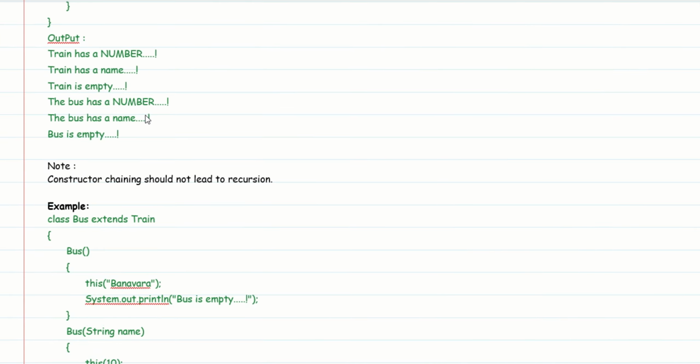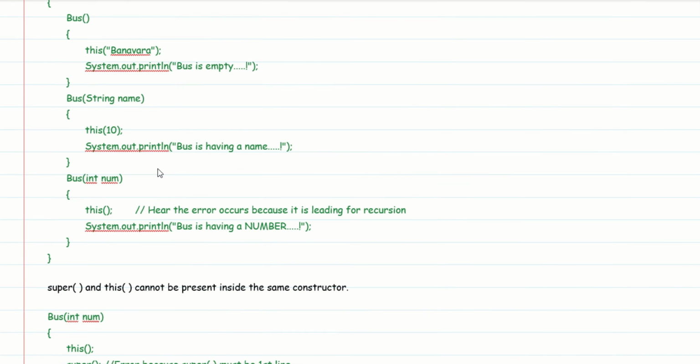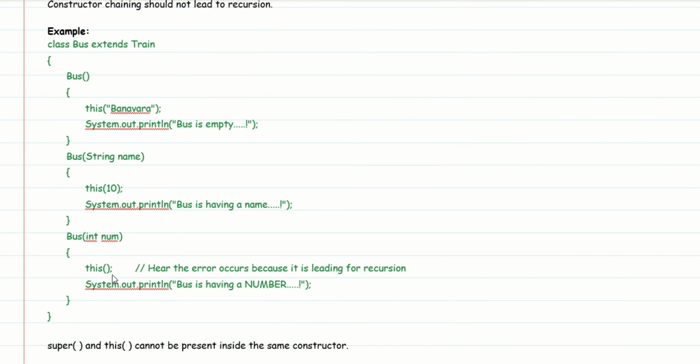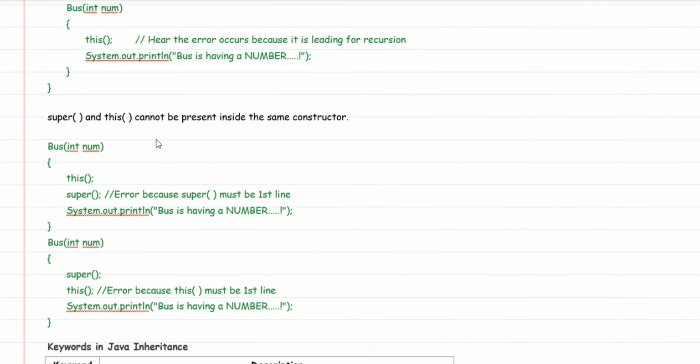So make sure that your constructor chaining should not lead to recursion. If you do it like this, it will be a recursion. You can see here as soon as I call a Bus, it will come here, it will call Bus with a string parameter, then it will come here, it will call Bus with an int parameter. Again this one without parameter will go here. So it's a recursion. It will recur and it will cause a stack overflow error.